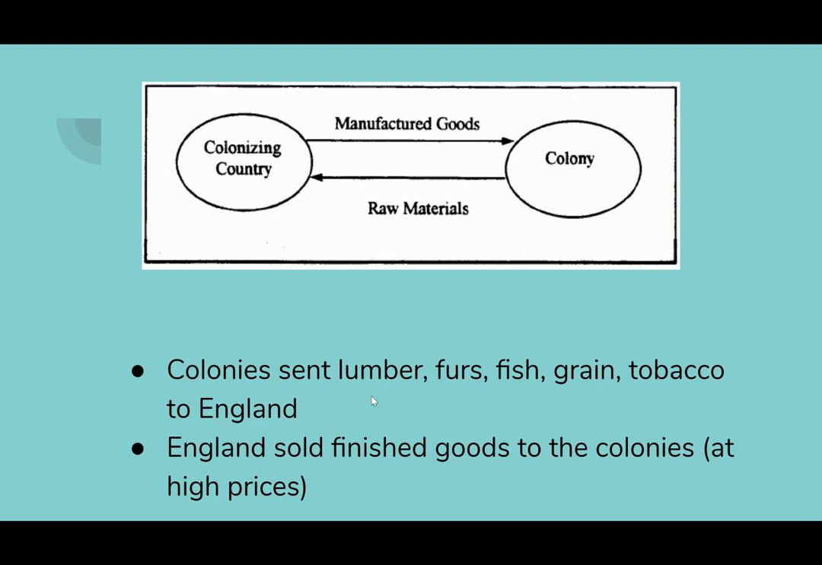So if we look at it this way, as far as England's role and the role of the 13 colonies, the colonizing country, in this case England, was getting raw materials from its colonies. So some of the raw materials that are coming from the 13 colonies are things we talked about: lumber, fur, tobacco. And those raw materials are being sent to England. In exchange, England is sending manufactured goods back to the colony, and it's selling these at high prices because it wants to make a profit.